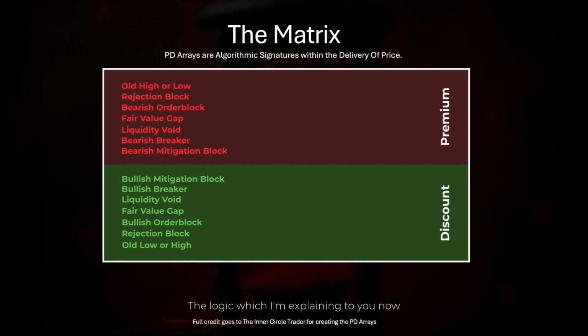The logic which I'm explaining to you now is not based around any price patterns, meaning it's based around understanding A to B, buy or sell program. Are we bullish or bearish? Because once that is defined, you can utilize any of these PD arrays to get into a potential trade.